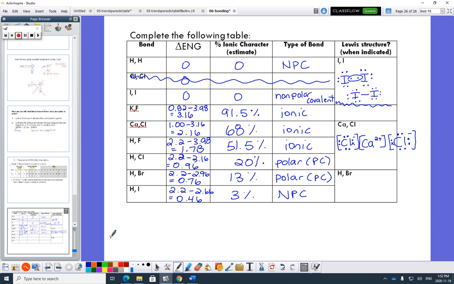You can have ones that are different elements and be nonpolar covalent. That's why it's so important to do the math, because you can't really tell the difference between them. H and Br is basically the same as chlorine. So bromine slightly negative and the hydrogen slightly positive.